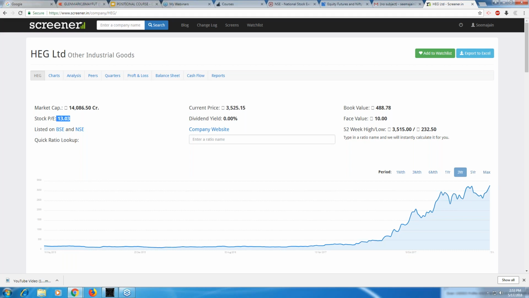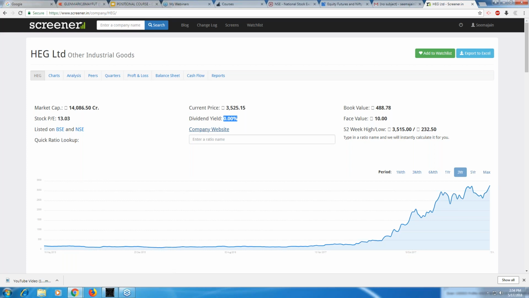The PE is very reasonable, 13. It's a very attractive PE value. Please remember which PE is attractive: about 10, a single digit is very attractive, 10, 12, 13, 14, 15, but sometimes we do even go for 20, 25 PE as well. But right now this looks very attractive. They're not giving dividends at all. Face value is 10 rupees and it's listed on both BSE and NSE.